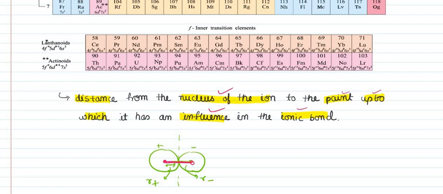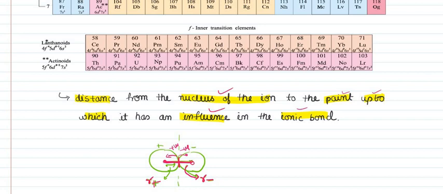This is the ionic bond. This side is positive, this side is negative. Up to the point where the positive side has more influence, we take that as the radius of the cation, and where the negative has more influence, we take it as the radius of the anion.